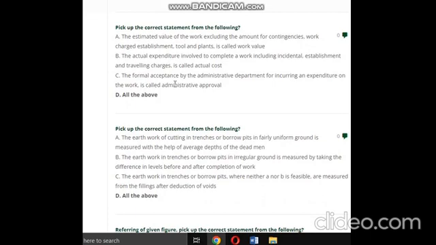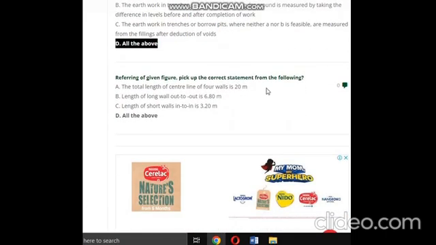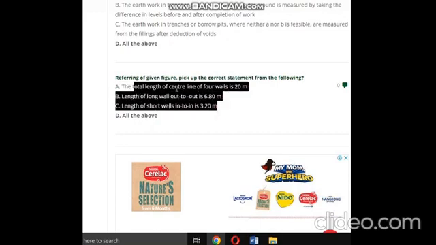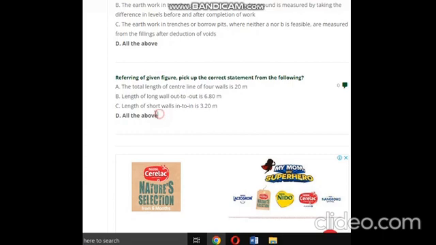Pick up the correct statement from the following. All of the above are correct. Pick up the correct statement from the following. All of the above are correct. Referring to the given figure, pick up the correct statement from the following. The total length of central line for wall is 120 meter, length of long wall out to out 6.80 meter, length of short wall in end to end is 3.20 meter. All of the above.